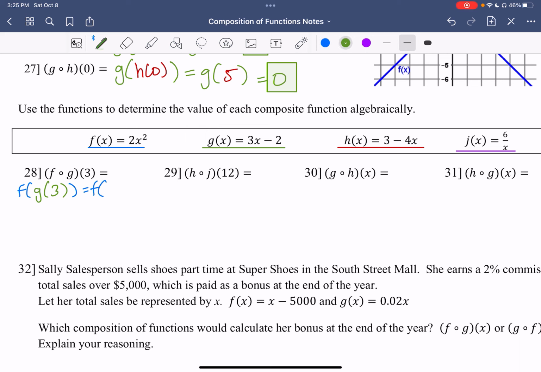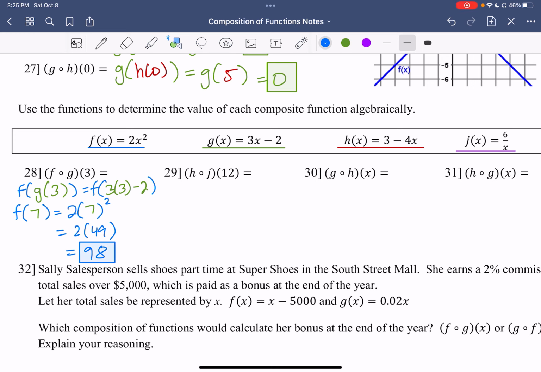So you're going to have 3 times 3 minus 2. Okay, and 3 times 3 is 9. 9 minus 2 is 7. Okay, so now you have f of 7, which is your new x value that is going to go into f. So in here, you're going to put a 7. So 2 times 7 squared. Okay, 7 squared is 49. And then 2 times 49 is 98. So that's the final answer there.